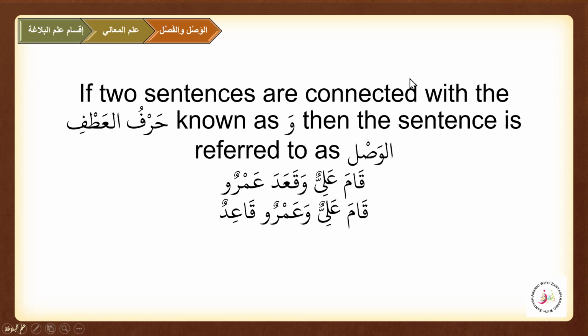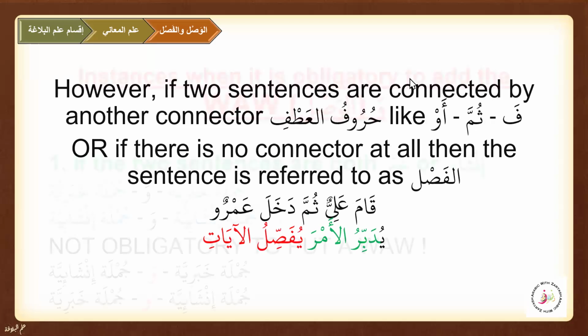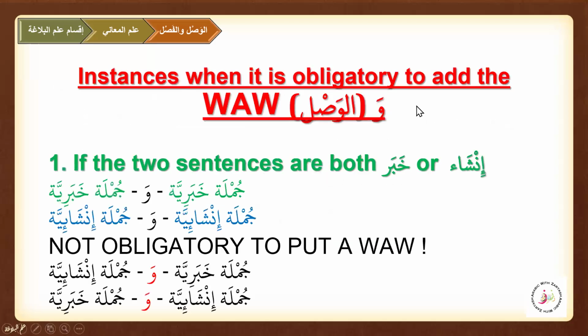Sometimes we have two sentences, but there is no wow in between. That means there is no link, meaning there is already a close link between the sentences, and that is the fasl. So first we are going to complete the harf of atf, and we learn the instances when it is obligatory to add this harf of atf. Here we learned the first instance: if the two sentences are both khabariya or both inshaiya, then it is obligatory to put a harf of atf wow.